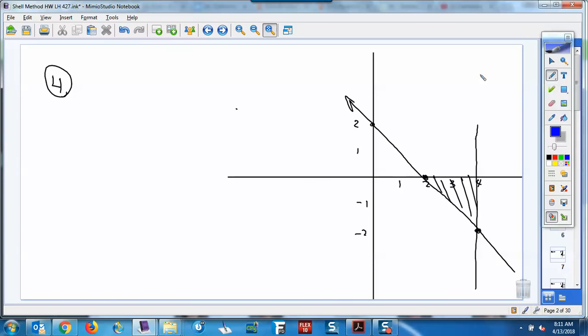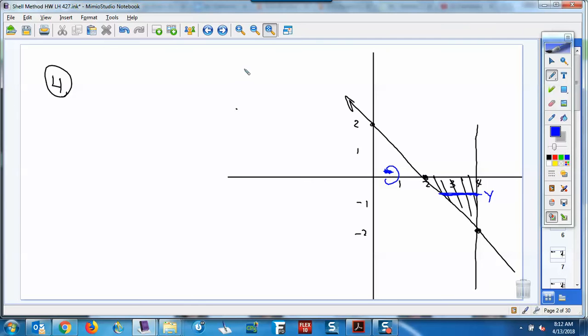All right, so what was number 4? What were you revolving around? The X-axis. So which way is this strip going to lay? Let's just do shell method on these first ones, because that's what you're supposed to do. That's going to be horizontal, because it's always parallel to the axis of revolution. So how do we label a horizontal strip? With a Y.